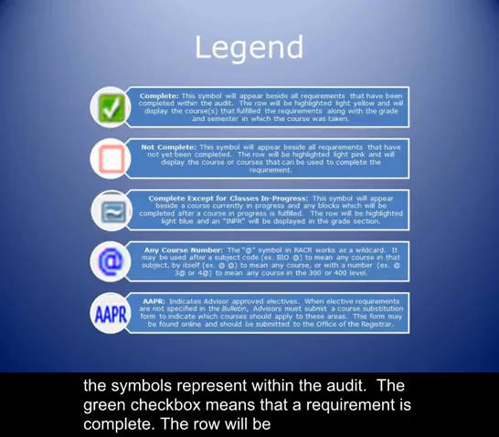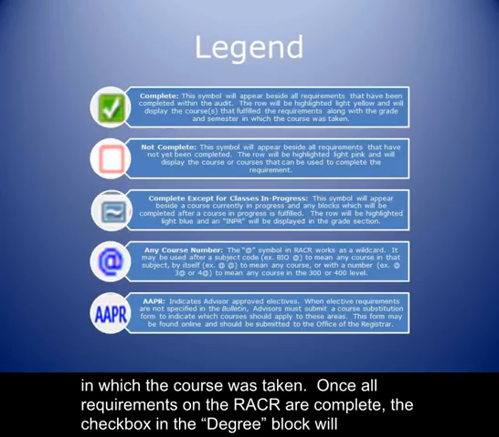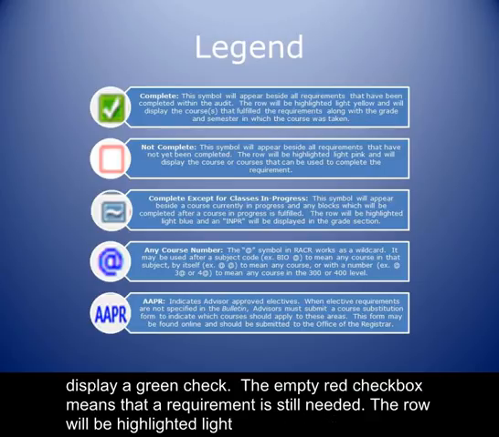The green checkbox means that a requirement is complete. The row will be highlighted light yellow and will display the courses that fulfilled the requirements along with the grade and semester in which the course was taken. Once all requirements on the RACR are complete, the checkbox in the degree block will display a green check.